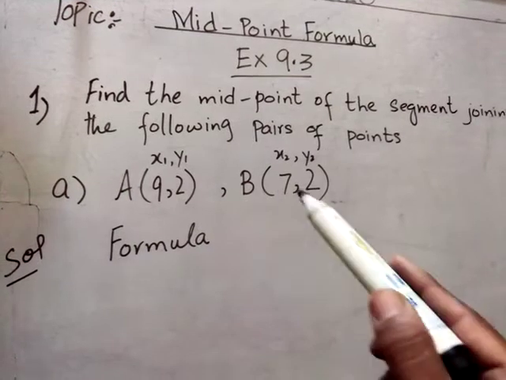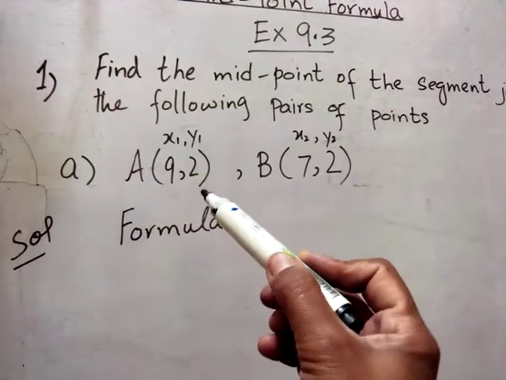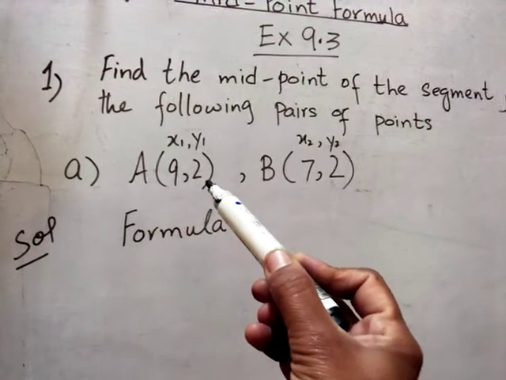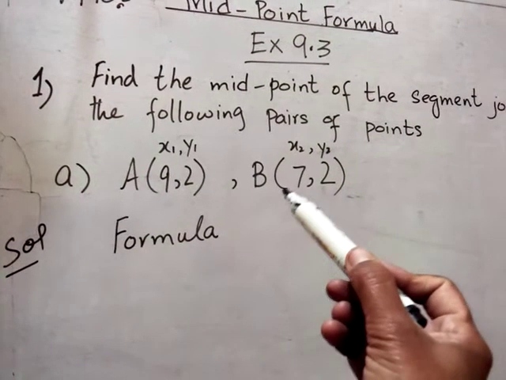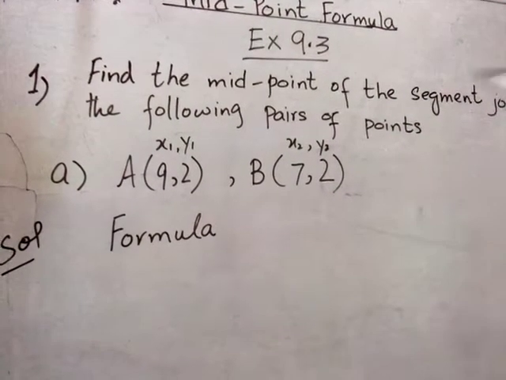Points are A and B. Point A has two coordinates: x coordinate 9 and y coordinate 2. For point B, coordinate x is 7 and coordinate y is 2.